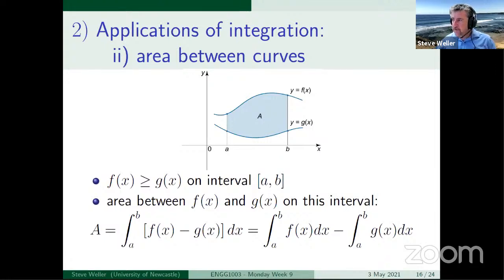I would prefer to think of that area as being the area under the F curve minus the area under the G curve. And I'll show you, I'm going to try and use colors to illustrate what I mean by that with a very particular example. But in general, the general application of integration and numerical integration to compute the area between curves rather than just under one curve, the expression is the one that you see on slide 16.